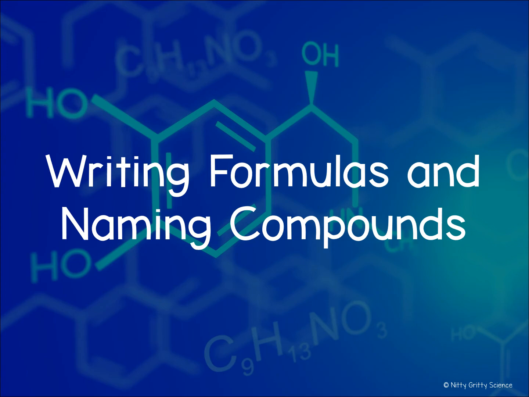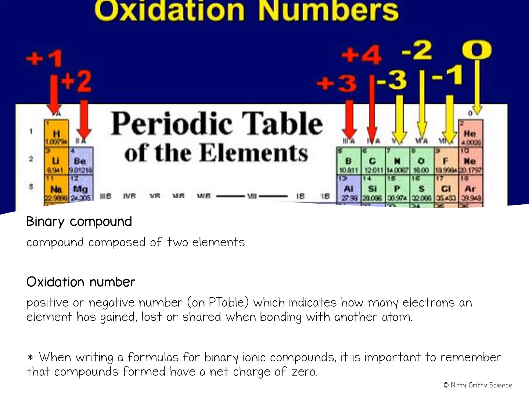Writing formulas and naming compounds. When you begin writing or naming formulas, you're going to start with binary ionic compounds. A binary compound is one that is composed of two elements. But before you can start writing a formula, you must have all the needed information.